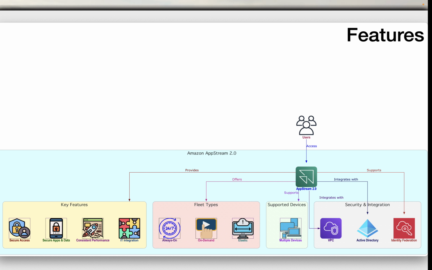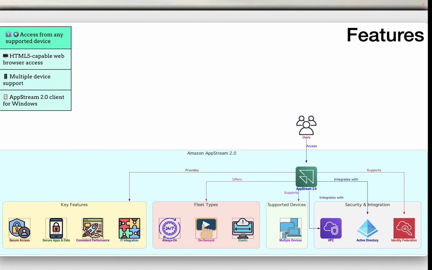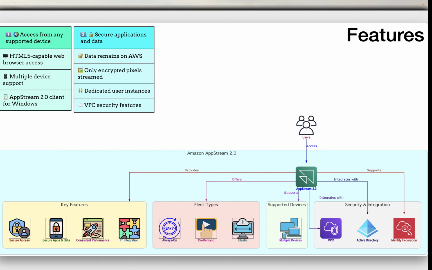So next we'll cover key features and benefits. Users can securely access desktop applications through an HTML5 capable web browser on various devices, including Windows and Linux PCs, Macintosh, Chromebooks, iPads, and Android tablets. AppStream 2.0 client can also be used on supported versions of Windows. So there is a desktop client also available, but only on Windows.